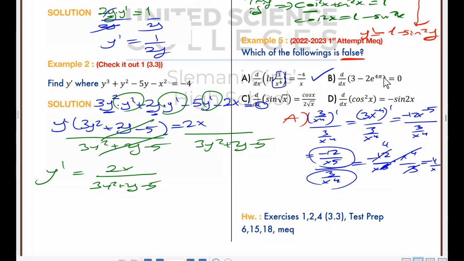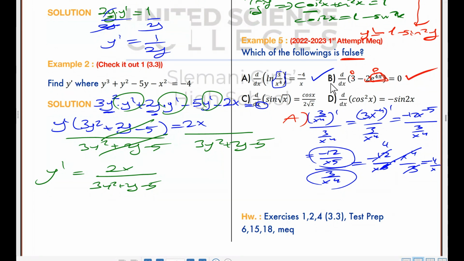Second option, the derivative of this. Derivative of 3 is 0. Okay. 2 times e to the 4 pi. Everything is constant here. We don't have a variable here. It's a number. E to the 4 pi is a number. Number multiplied by number, number. Derivative of a constant number is 0. 0 minus 0, 0. It's also true.